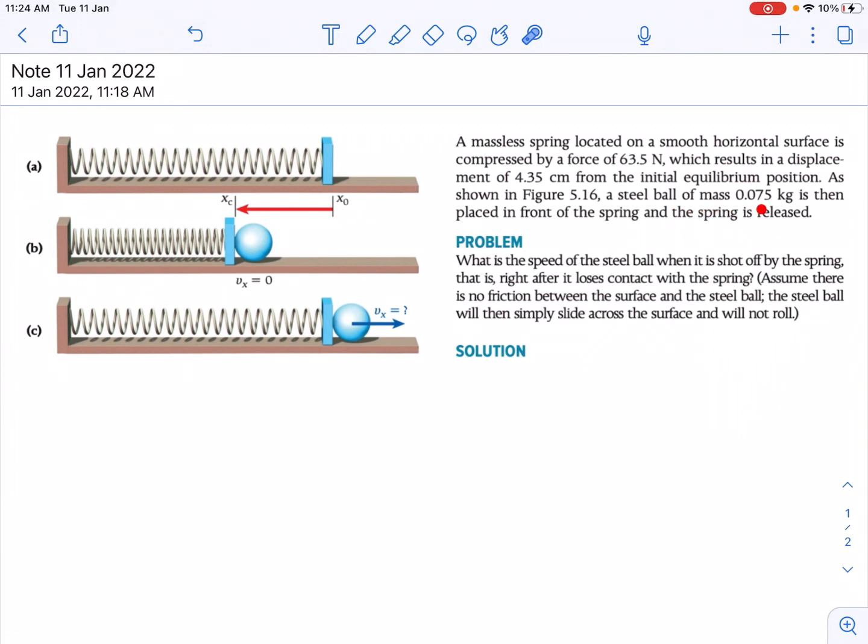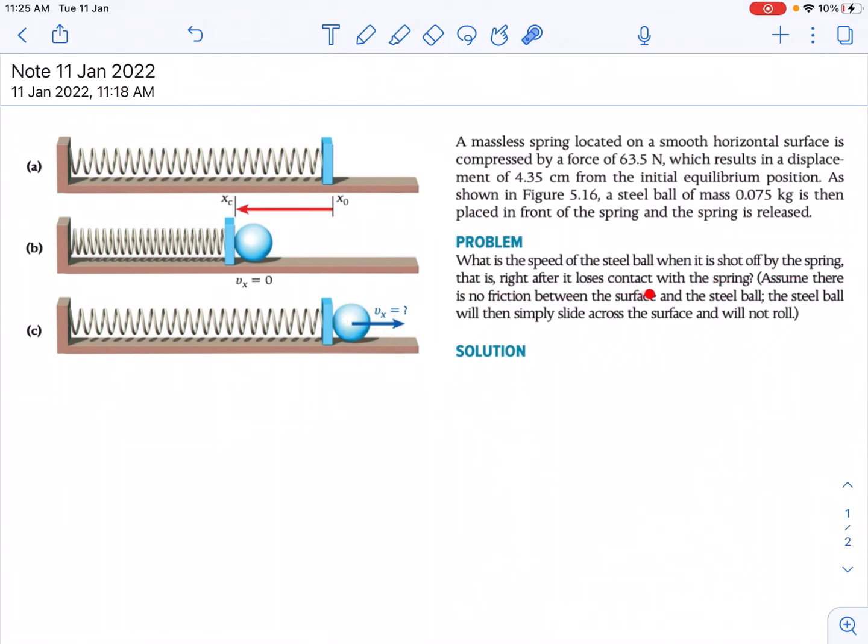A steel ball of mass 0.75 kilogram is then placed in front of the spring, and the spring is released. So in part A, we have the spring in its equilibrium position, and in part C, the spring is now compressed, and we have a steel ball placed in front of the compressed spring. The problem is, what is the speed of the steel ball when it is shot off by the spring, that is, after it loses contact with the spring? So we would want to know this velocity here.